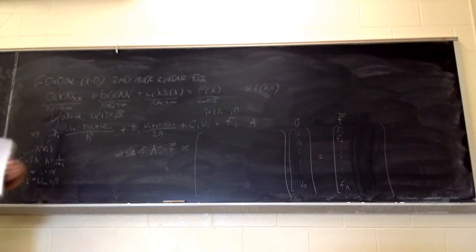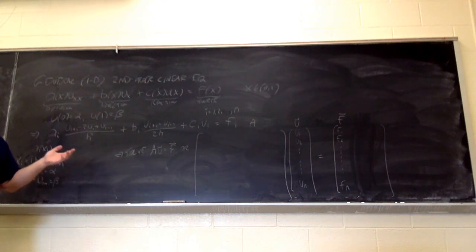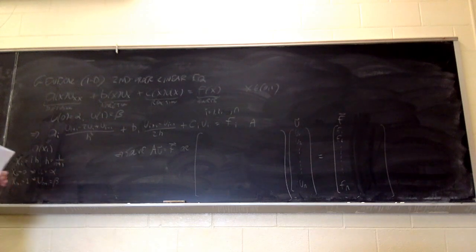So the kind of matrix we're going to get out of this is what kind of matrix, if we only have a diagonal, subdiagonal, and superdiagonal? Tridiagonal. Tridiagonal. Yeah.